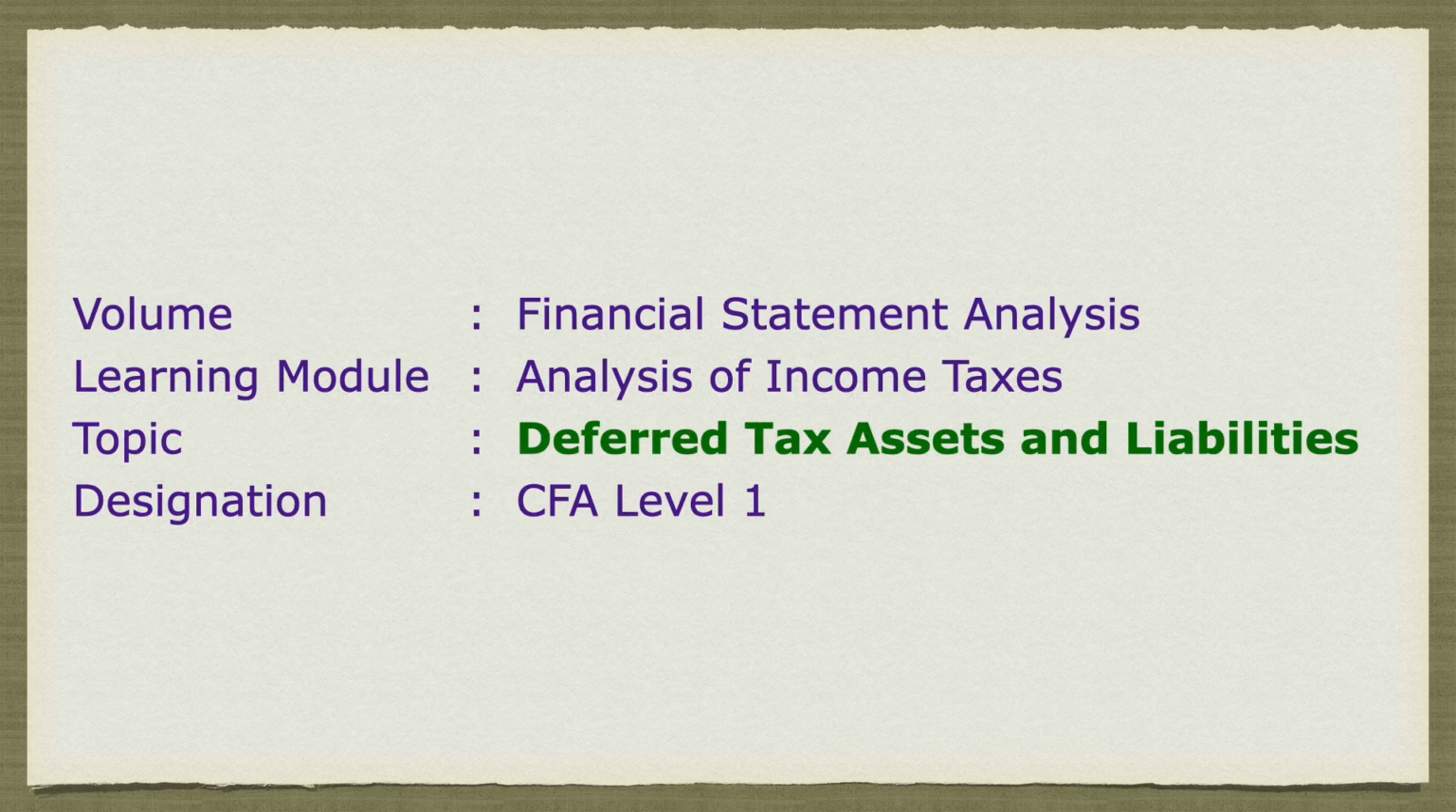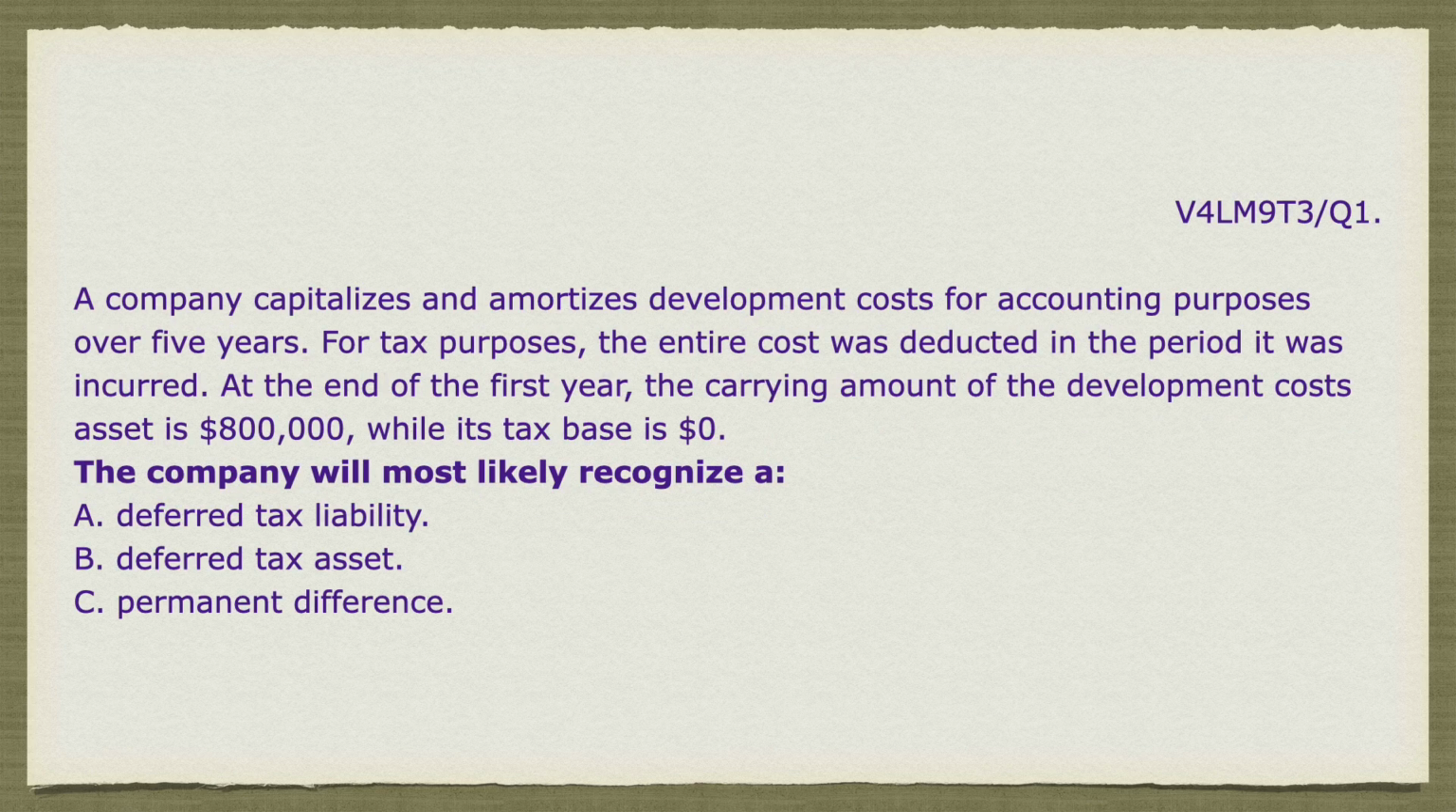Topic: Deferred tax assets and liabilities. A company capitalizes and amortizes development costs for accounting purposes over 5 years. For tax purposes, the entire cost was deducted in the period it was incurred. At the end of the first year, the carrying amount of the development cost asset is $800,000, while its tax base is $0. The company will most likely recognize A, a deferred tax liability, B, deferred tax asset, C, permanent difference.